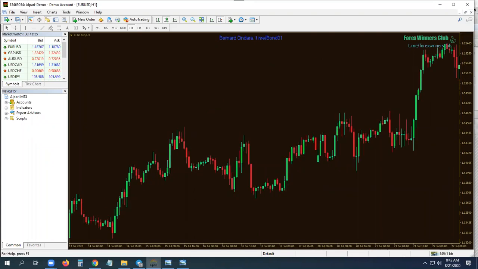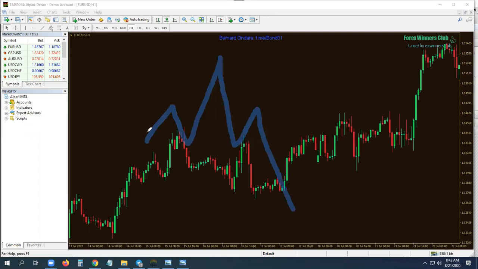Now, how does that look? Head and shoulders looks like this. Market goes up, comes down, goes further up, comes down to the same level, goes slightly up, comes down to the same level, and eventually breaks through that level. Now, shoulder number one. Head. Shoulder number two.